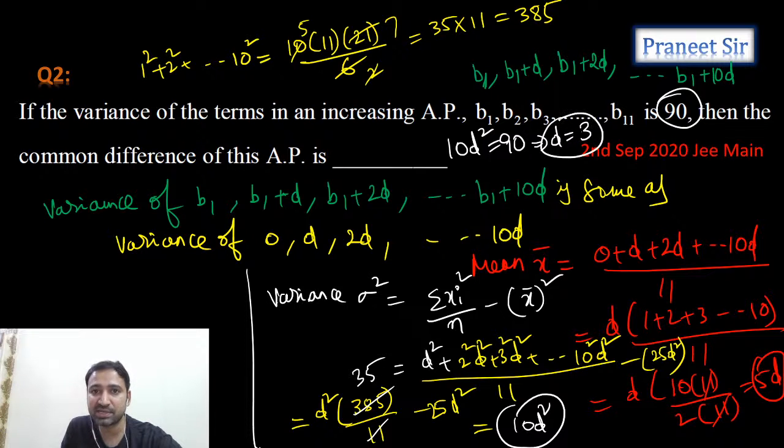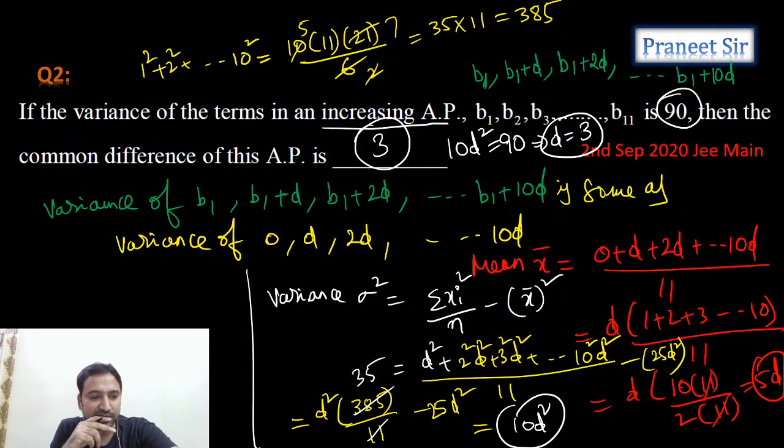But we should take plus 3. Why? Because it's an increasing AP. Increasing AP means the common difference is positive, guys. So that's why I'm taking plus 3, not minus 3. So the answer for this question should be plus 3. Is it clear? Everyone understood this? Any doubts? Can we move ahead?